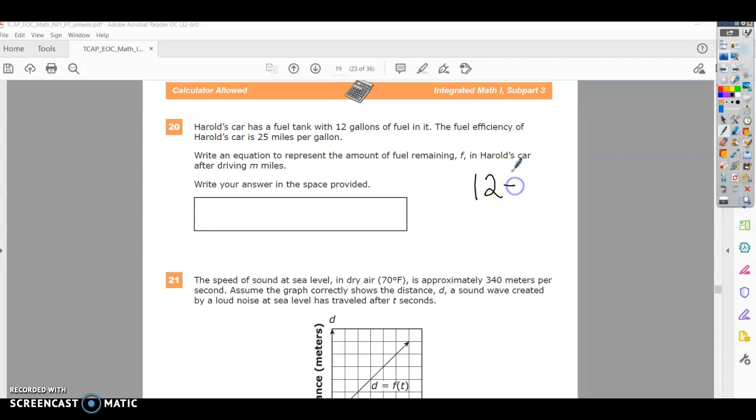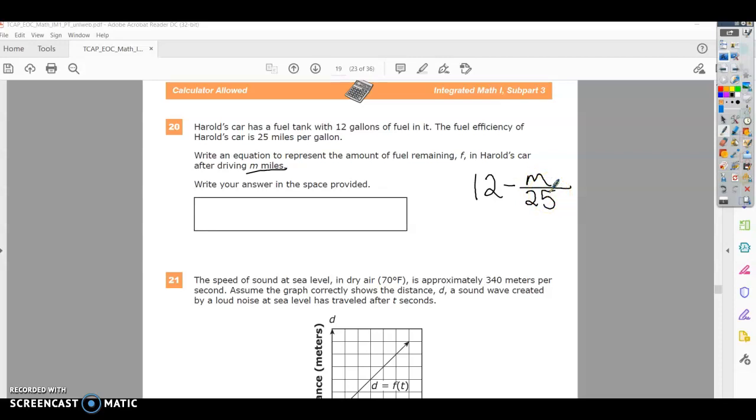So we know that we're going to subtract however many miles per gallon. So we're going to subtract, and it says M is the number of miles we're driving. So we're going to subtract the number of miles divided by the miles per gallon. Alright, so you can see, if we drive 100 miles, just say, let M be 100. If we drive 100 miles divided by 25 miles per gallon, that means we're going to subtract 4 gallons of gas. So 12 minus 4, we'd still have 8 gallons of gas left after driving 100 miles.